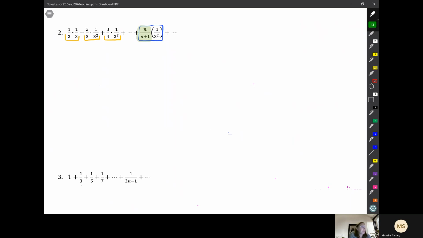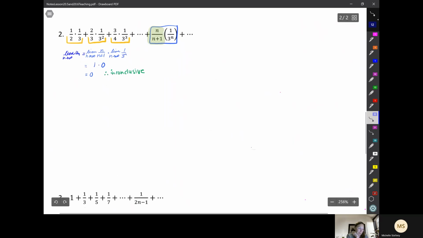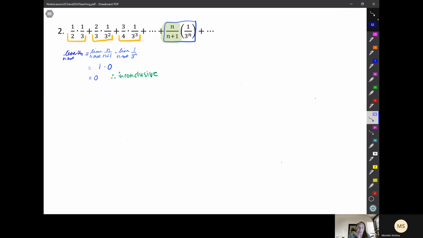Now, I could try something like I've done in the past. I could try the limit test to see if the limit is equal to 0 or not equal to 0, and if the limit does not equal 0, then I'd be able to say that it diverges. So I did try that. I checked the limit of u sub n, which would be the limit of n over n plus 1 times the limit of 1 over 3 to the n. That ends up giving me 0. And if the limit of u sub n equals 0, it's inconclusive and I can't tell anything.